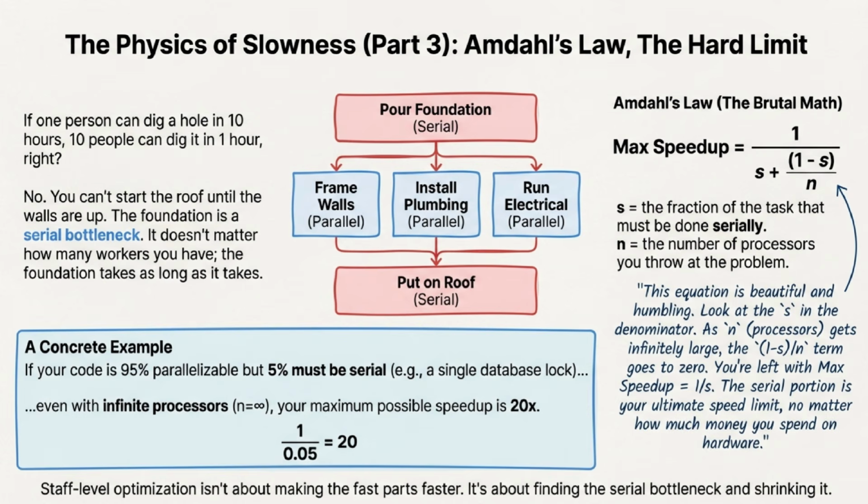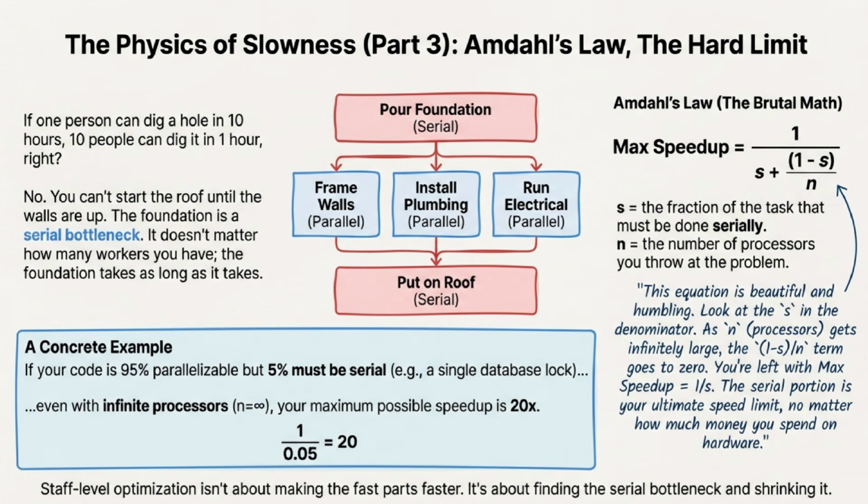Max speedup equals 1 divided by s plus (1 minus s) divided by n, where s is the portion of the task that must be done serially and n is the number of processors. Let's say you have a piece of code where 95% can be parallelized, but 5% is serial. Maybe it's a single database lock or a global counter.